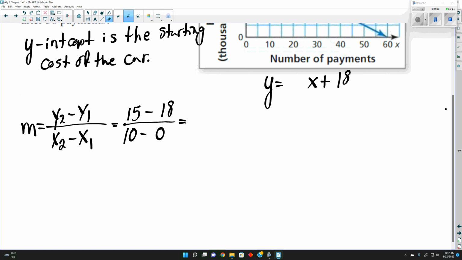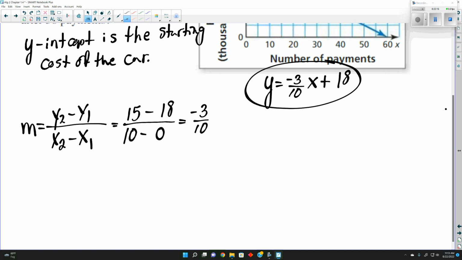Now at this point here, we can calculate this out. We can do it by hand or you can plug it into the calculator. Either one works. If we do this by hand, 15 minus 18 is going to be -3. 10 minus 0 is 10. Will -3 over 10 reduce? Is there a common factor between these two? No. So that there is going to be our slope. So we do have the equation of the line. Any questions on this so far?